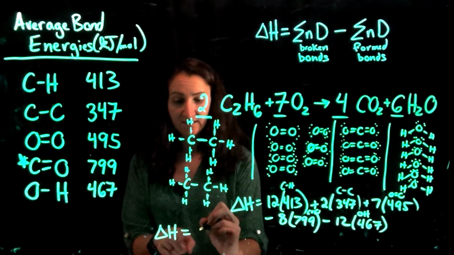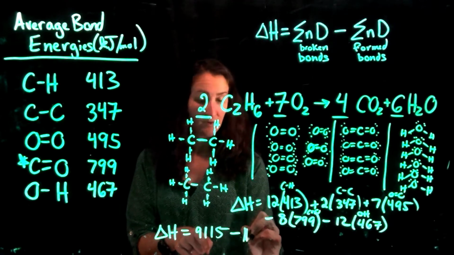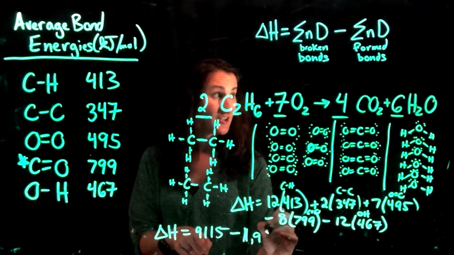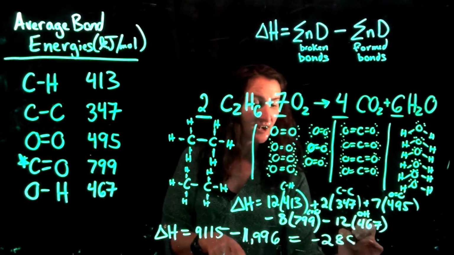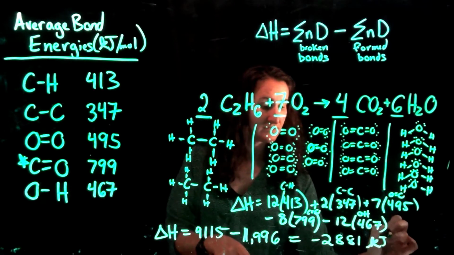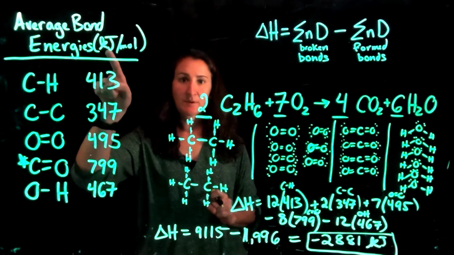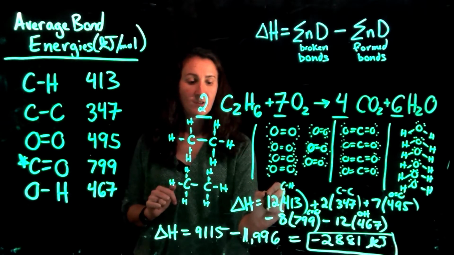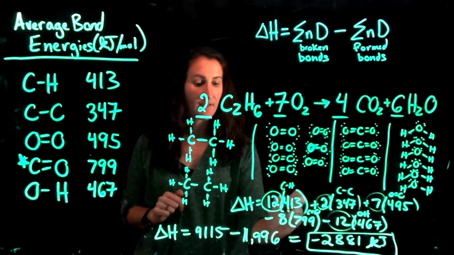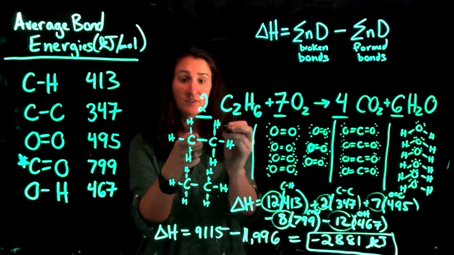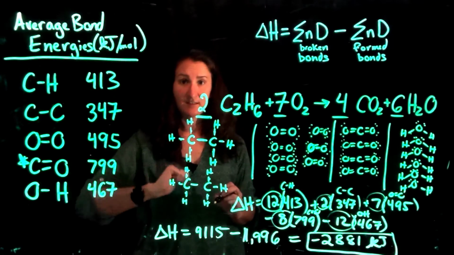Delta H is 9115, all my positives, minus 11,996, and that equals negative 2,881 kilojoules. Now you might ask, I thought it was kilojoules per mole. Well, this per mole are these numbers, the 12, the 2, the 7, the 12, and the 8, because that's how many moles of each type of bond you have. And so the moles cancel and you're left with kilojoules.